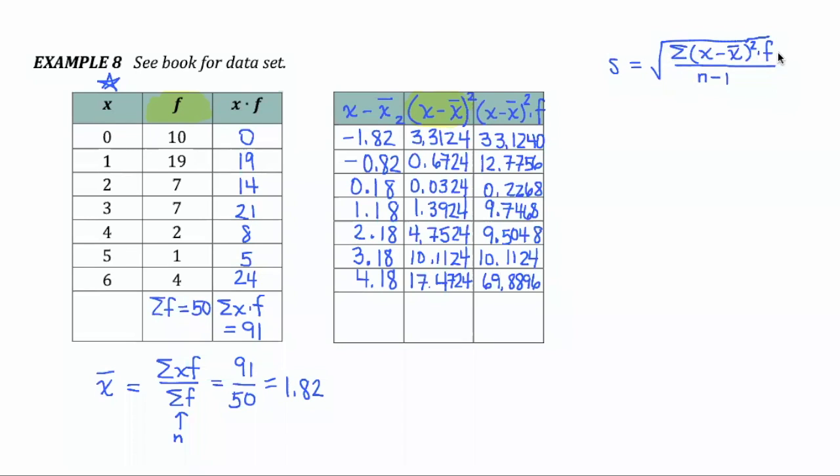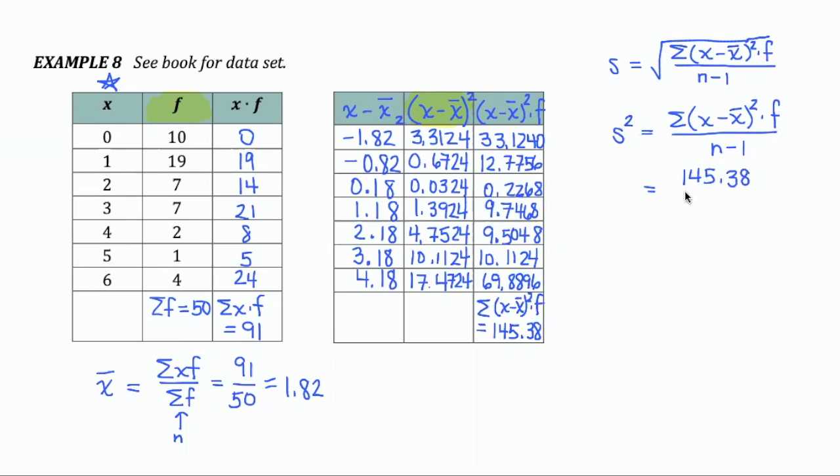All right, according to the formula that I'm following, I should now sum these up. Turns out to be 145.38. All right, now if I want the sample variance, remember that's the same formula but without the square root. So I will take 145.38 and I'll divide by, remember, don't just use n, use n minus 1.